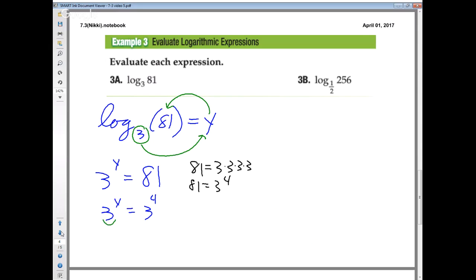So if you look, our bases are the same. And since the bases are the same, we can just set our 2 exponents equal. And voila, you have what y is equal to. y is equal to 4.